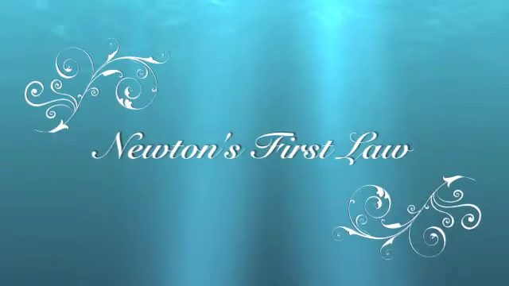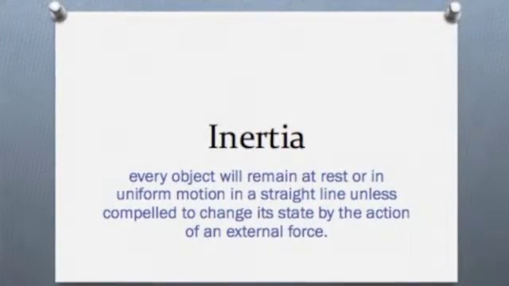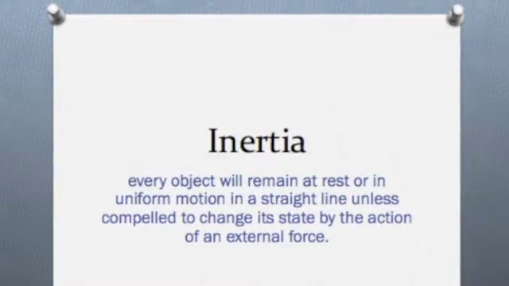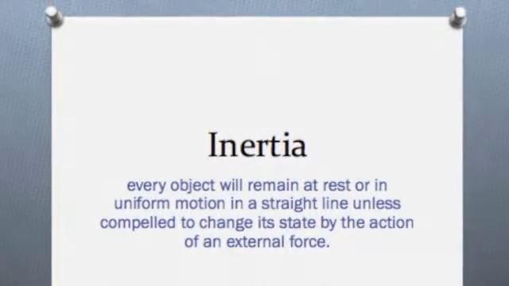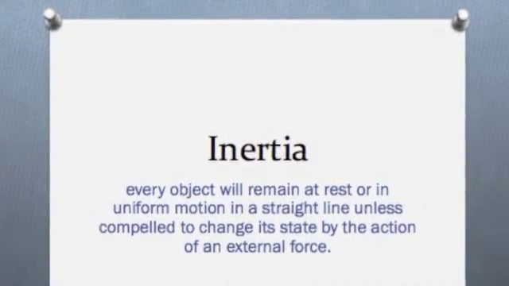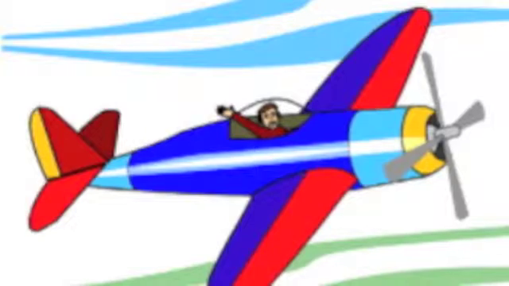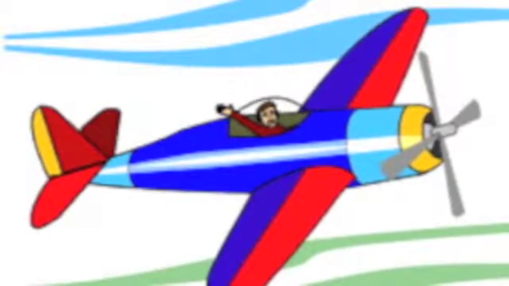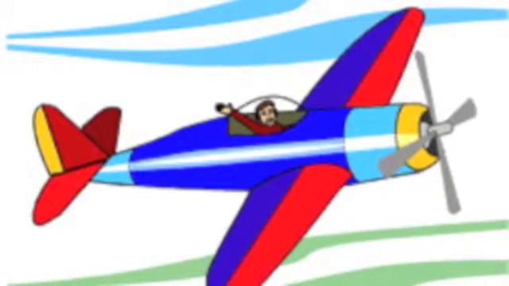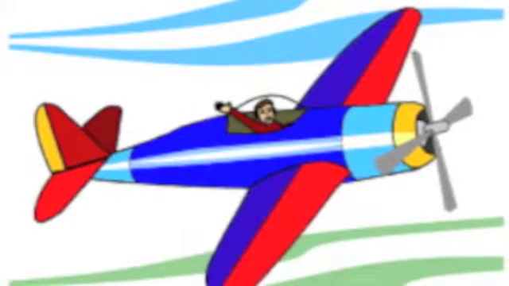The first law deals with inertia. Inertia states that every object will remain at rest or in uniform motion in a straight line unless compelled to change its state by the action of an external force. So Sean knew he needed to get the plane going so it can continue to go, otherwise it would continue to sit in the same spot.